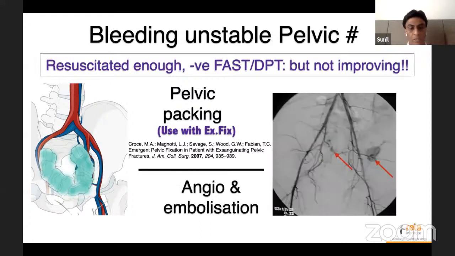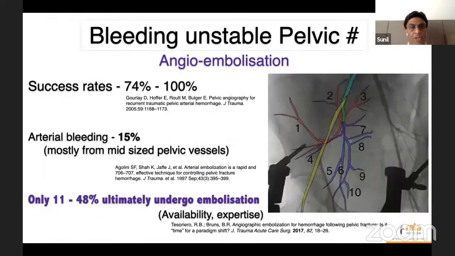And the other school of thought is to do diagnostic angiography and therapeutic embolization. This was a very popular technique previously, but we are continuously trying to move away from it as your primary mode of bleeding control. If you look at angioembolization, this used to be a very popular technique in the late 90s and early 2000s with success rates of around 75 to 100%.